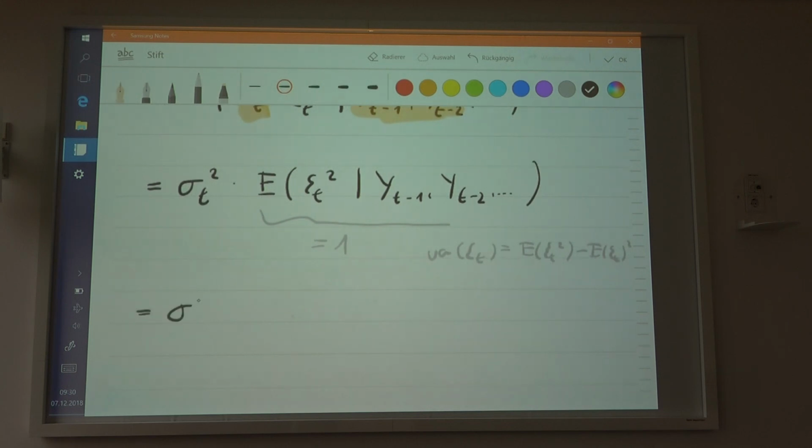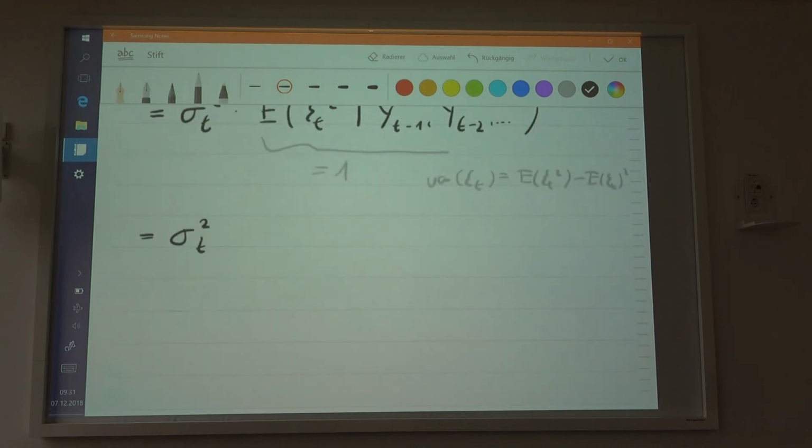So the conditional variance is basically equal to sigma squared, and this can be time dependent, although the process is or can be stationary, guys. Okay, so don't forget this. The conditional variance can be time dependent, although the process is stationary. That's why it's called autoregressive conditional heteroscedasticity, because the conditional variance can depend on time.